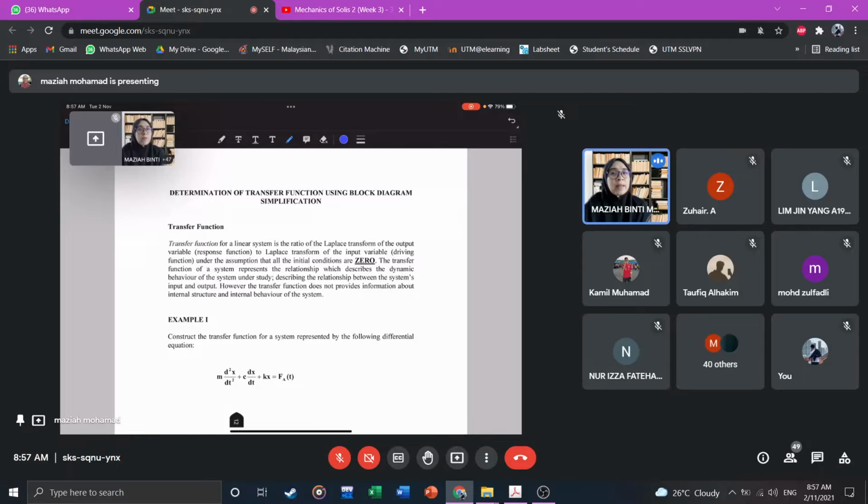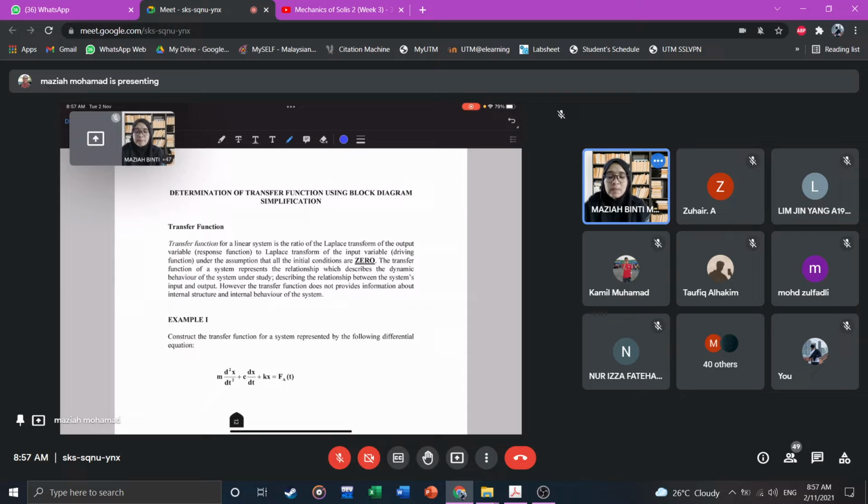Terms of a linear model. And the transfer function is defined using Laplace transform. I believe you already learned about Laplace transformation in ODE.